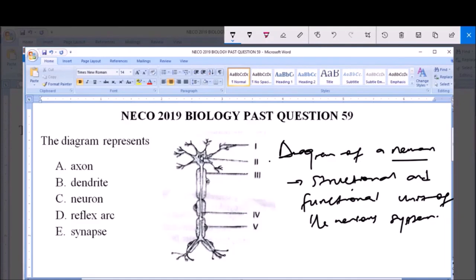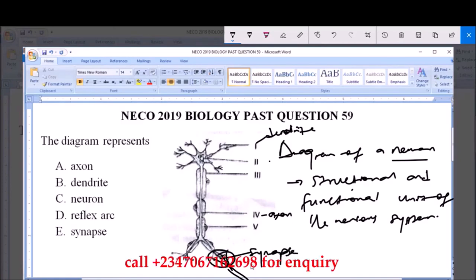Now this is a neuron. Option A says an axon. Now this is an axon. This here, this four here represents an axon. Option B says dendrites. This one here is a dendrite. All these are parts of the neuron. The axon and the dendrites are parts of the neuron. Now E says synapse. Now synapse is formed when this neuron communicates with the synaptic cleft of another neuron. Then we say this is a synapse. That point, that junction where they communicate, is known as a synapse.